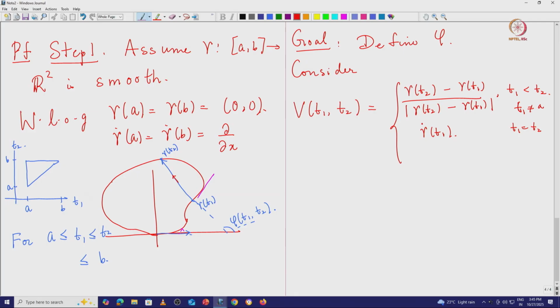And then I also want to look at the boundary points. So suppose (t1, t2) is (a, b), then I want to define this as minus gamma dot, because the idea is that if you are approaching from here, so t2 is approaching b, the angle would essentially be the velocity vector at a but pointing in the opposite direction. Okay, and similarly I want to define it to be gamma dot of a if t1 and t2 are equal to a.